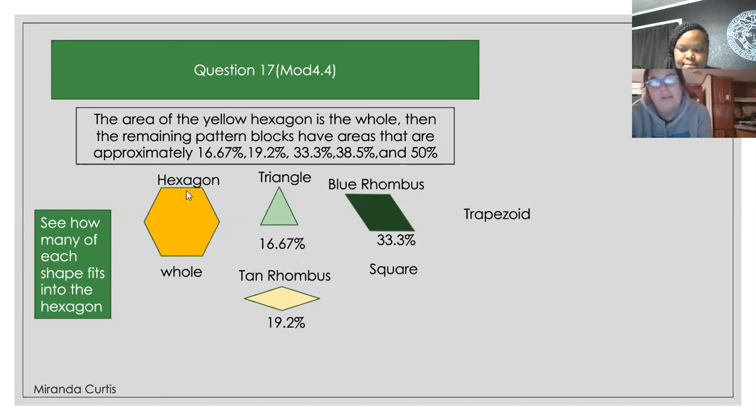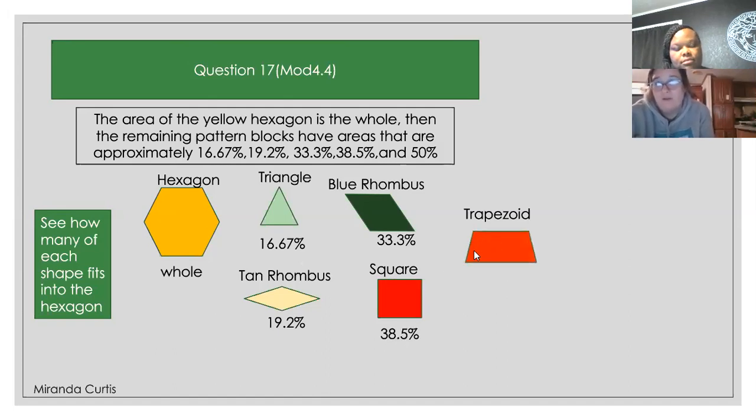So maybe if you put it in a flower pattern, it might fit in there better. Then our next one we're going to look at is our square. Now our square, we can get quite a many squares in there, and we're going to have about 38.5%. Now our last one, which reminds me of the Domino's Pizza Hut top on there, is a trapezoid. I did not know that was a trapezoid. I was just calling it the pizza symbol. But we actually can get 50% because two of these will make a whole.